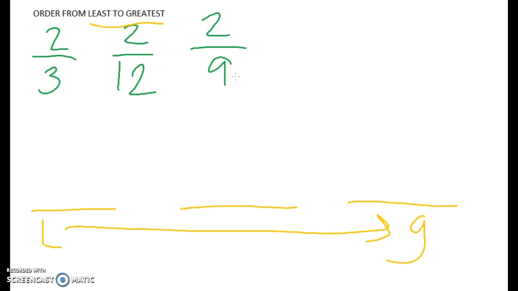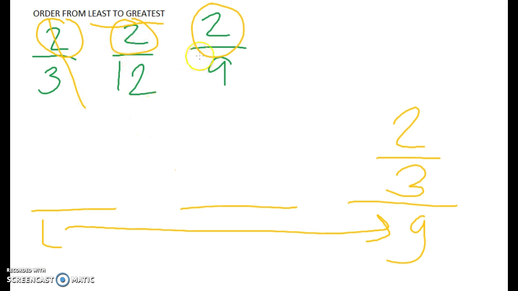Step 2, look to see if they have the same numerators. They all have a numerator of 2, so I'll go ahead and circle them. Remember that when we are comparing fractions with the same numerator, the fraction with the smaller denominator is actually the larger fraction. We can think about this as we're ordering these fractions. So if we look at the denominators 3, 12, and 9, the fraction with the smallest denominator would be 2/3, meaning this is our greatest fraction.